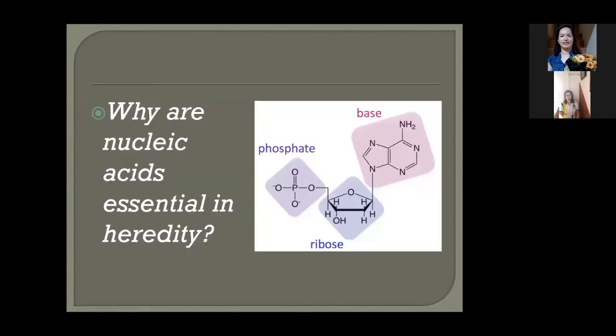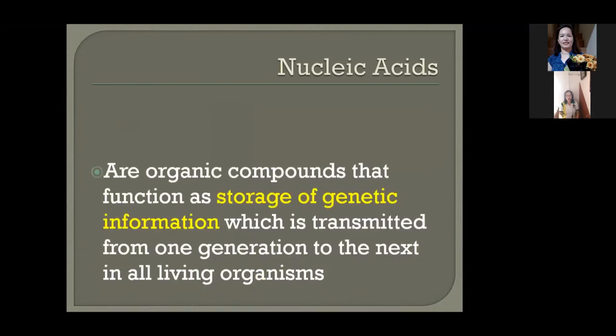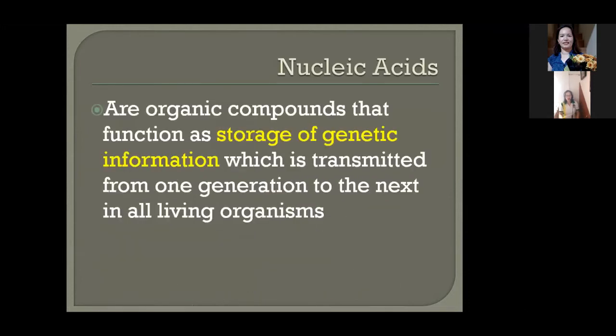So why are nucleic acids essential in heredity? Because nucleic acids are organic compounds that function as storage of genetic information, which is transmitted from one generation to the next in all living organisms, whether it is a plant or an animal. But of course, before this genetic information is transmitted, there is a complex process that needs to be done for this to materialize.